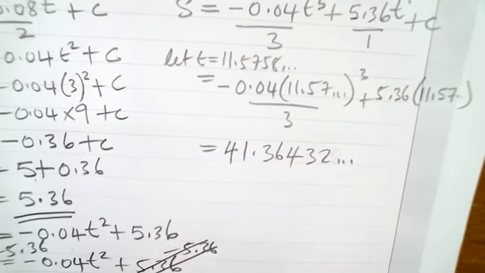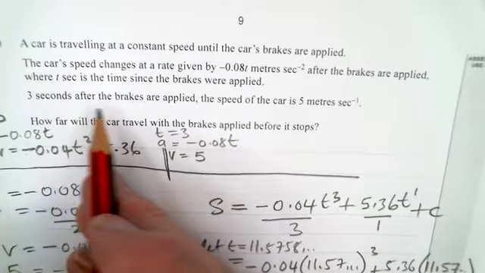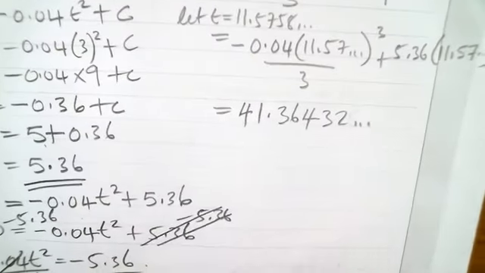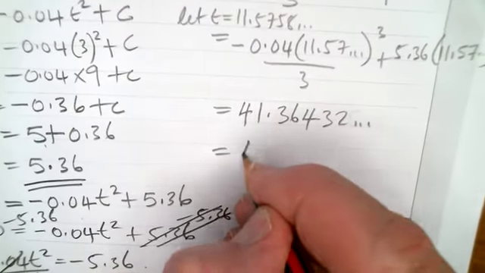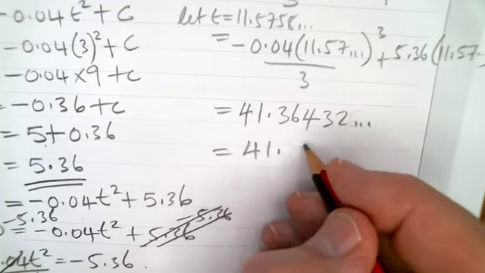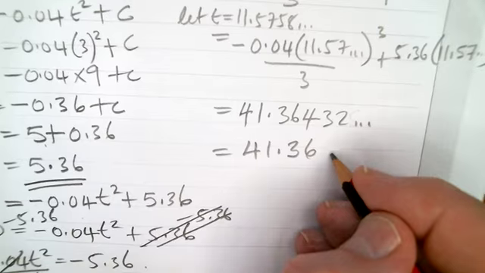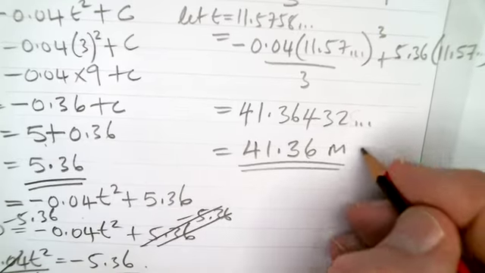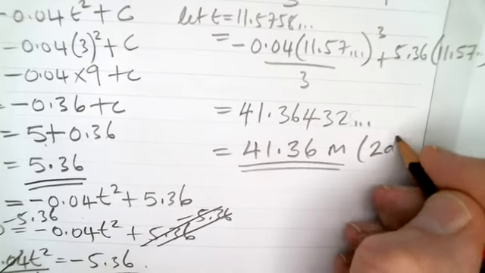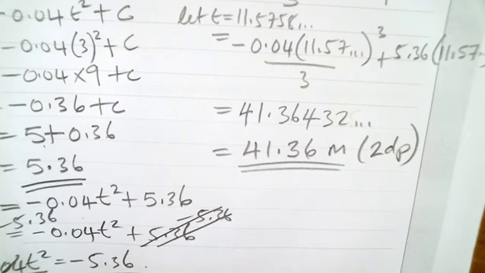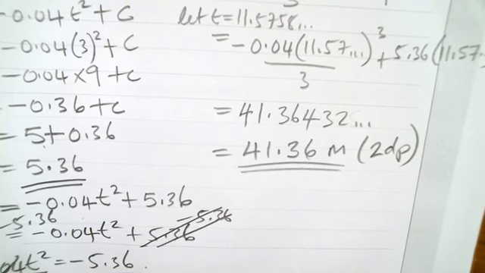And this, of course, we're finding how far will the car travel. And these are going to be in meters. So equals 41 point, I'm going to call that just 36, 36 meters, and I'll put here 2 dp. So that's how I'd go ahead and do that one. Yeah, that would be my answer.